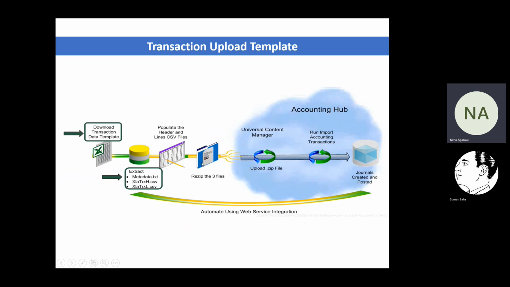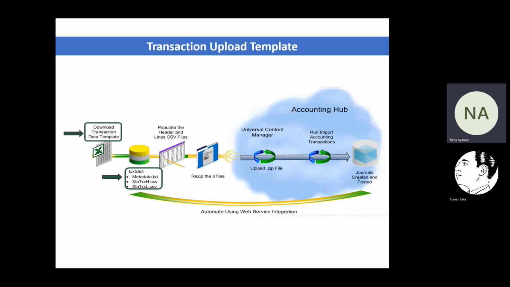For example, XLA transaction retail loan 050422 dot zip. This is telling you the first prefix, XLA transaction, which is very important. And then retail loan can be your SLA application, and 050422 can be your date, 5th April 22, like that. Upload this zip file to the UCM, the Universal Content Management.